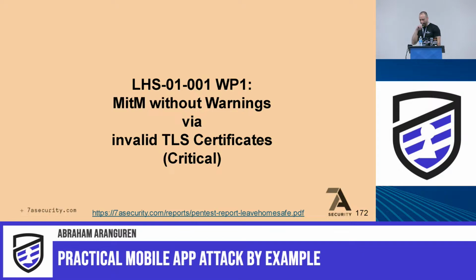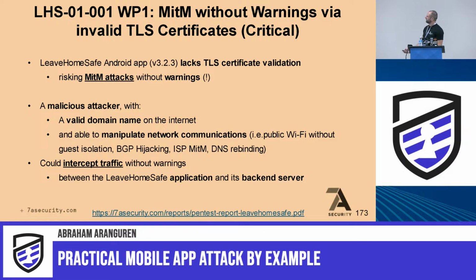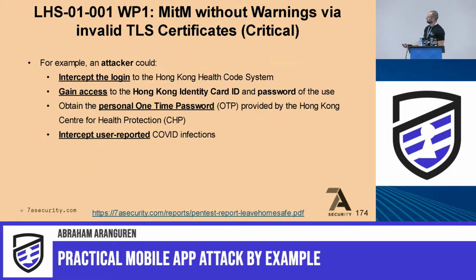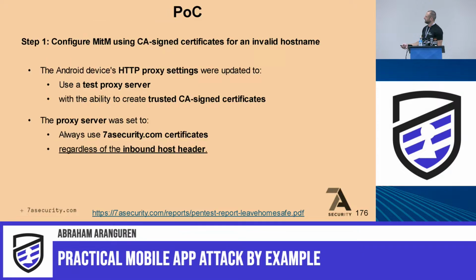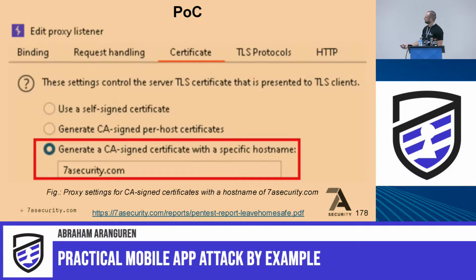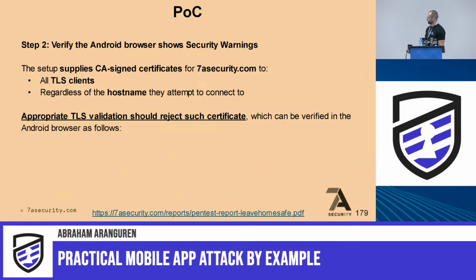Okay, and then another interesting one was this one, this man in the middle without warnings using invalid TLS certificates. Again, in the same app, mandated in Hong Kong, right? So basically, the attack here is, so we could intercept the logging of the users, like going into the Hong Kong health system. So I'll just skip over and show you here, like using Burp, you normally have generate CA signed certificates, right? So this would be like simulating a legitimate certificate, but you could have a CA signed certificate with a specific host name.